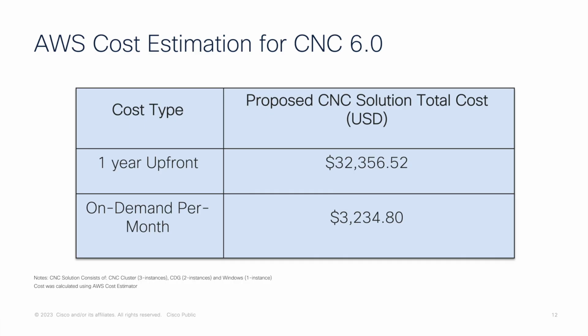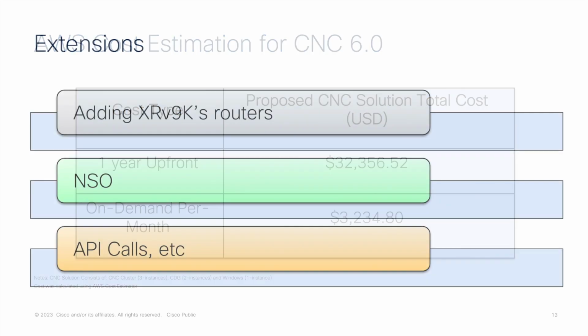I would like to give you an estimate of the cost of running CNC 6.0 on AWS. The 1 year upfront cost is around 32K, as you can see on the slide here. If you do it on demand, it would be around 3,200. We have estimated this using the AWS cost estimator.